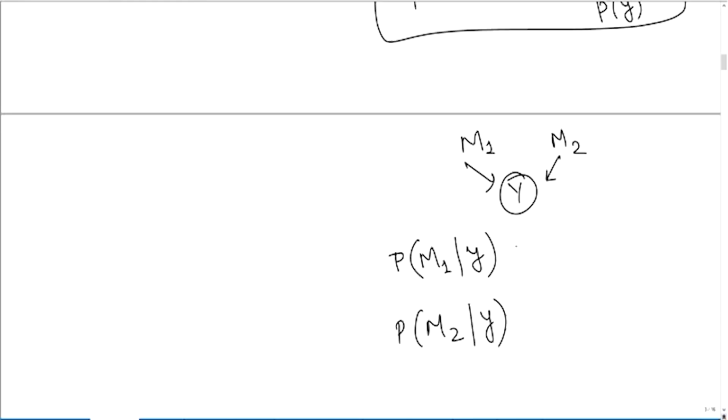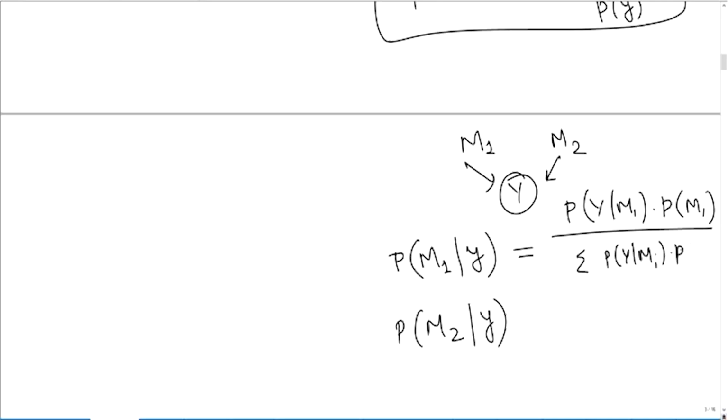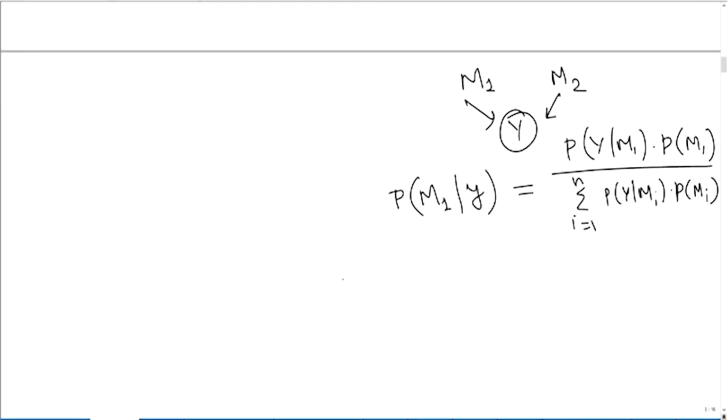Okay. So, what would this be based on Bayes theorem, the probability of M1 given y? Well, this would be given by the probability of y given M1 times the prior probability of M1, divided by, let us say, the summation of the probability of y given Mi times the probability of Mi, from i equals 1 to n. Okay. So, this is how the probability of choosing model M1 would look given data y.